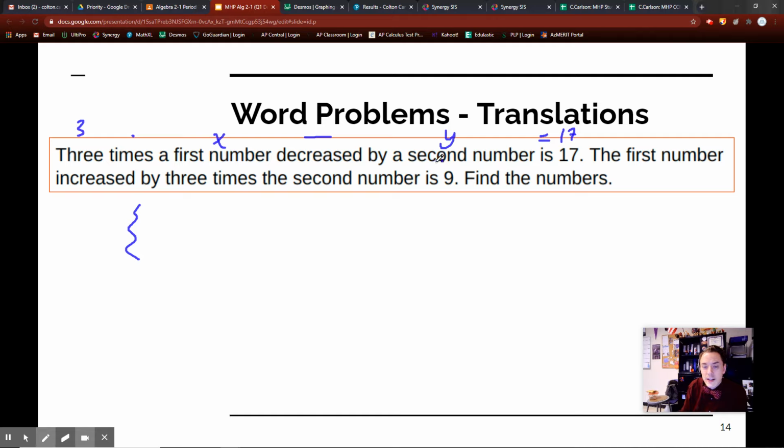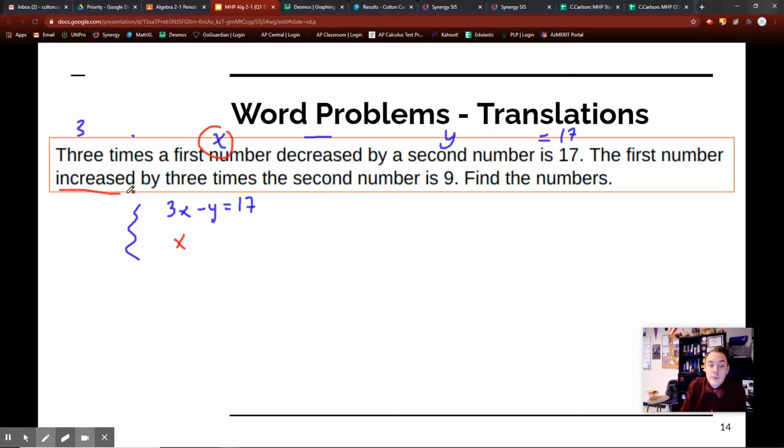What did we just do here? What we just did was we actually developed an equation, okay, from English. So this is 3x, and then minus y equals 17. Now, what's my other equation? Let's read it. First number, increase. So do we know the first number? No, but we called the first number x. So let's call it that.